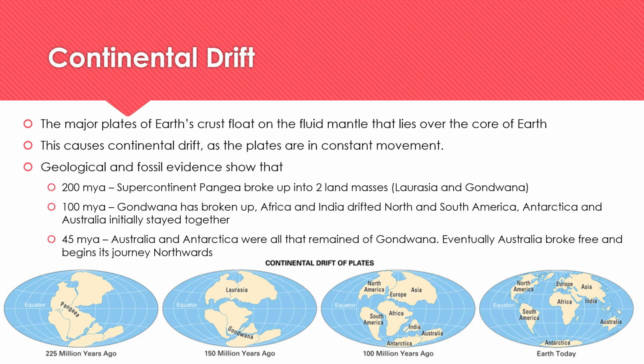Then about 100 million years ago, scientists believe Gondwana broke up further into Africa and India, drifting northwards, and then South America, Antarctica and Australia initially staying together, and then closer to 45 million years ago, Australia and Antarctica being all that's sort of remaining of Gondwana land, and then having Australia break free and moving north of where Antarctica is. And you can sort of see that represented in the diagram below. So those are some key points in how scientists think around continental drift over deep time and what's occurred there. And they look at geological types of evidence for this and fossil types of evidence for this.